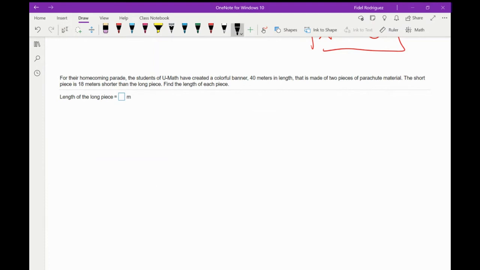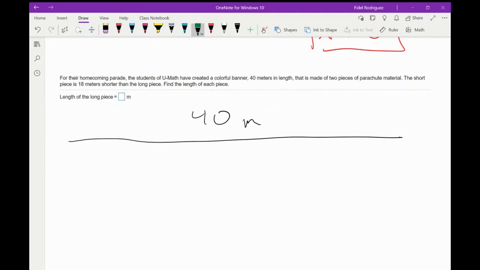Okay, so we know that we have a banner that's a total of 40 meters, right? And it's made up of 2 pieces. We have a short piece here, and then we have a longer piece here, okay? Now, it says right here, the short piece is 18 meters shorter than the long piece.